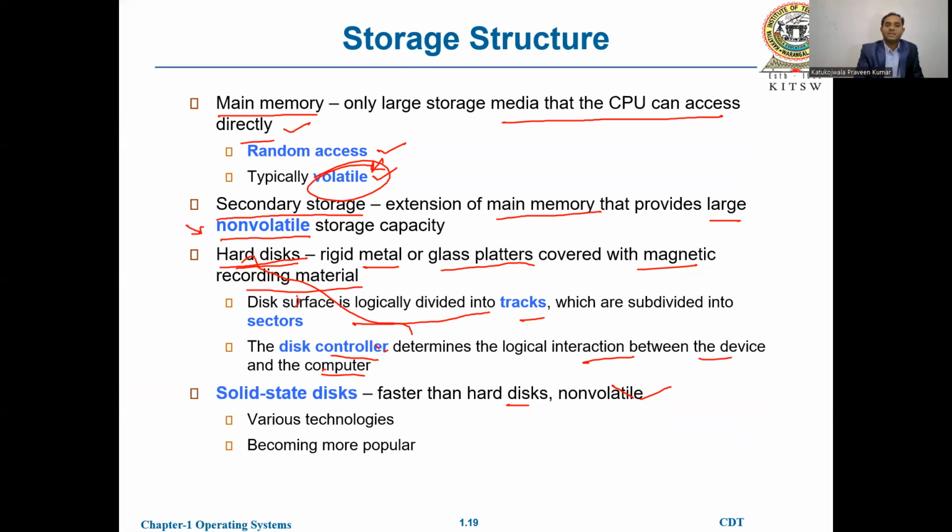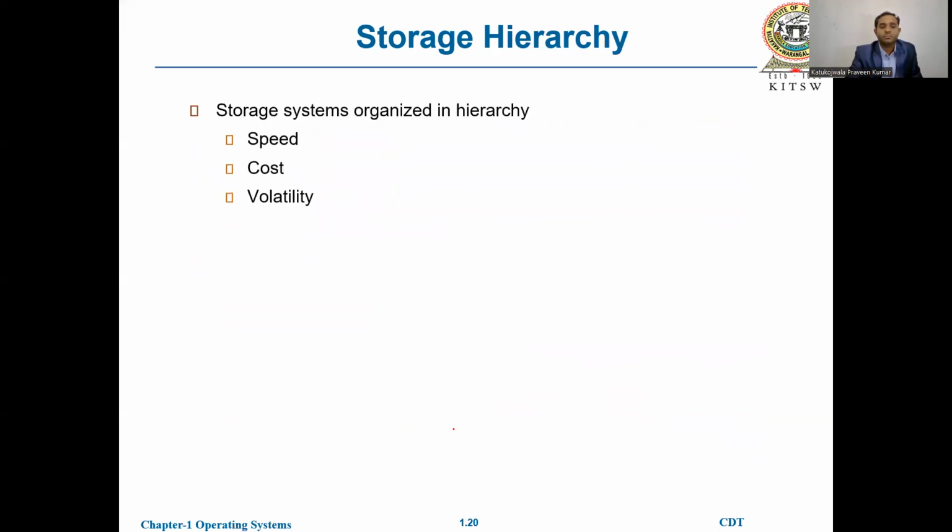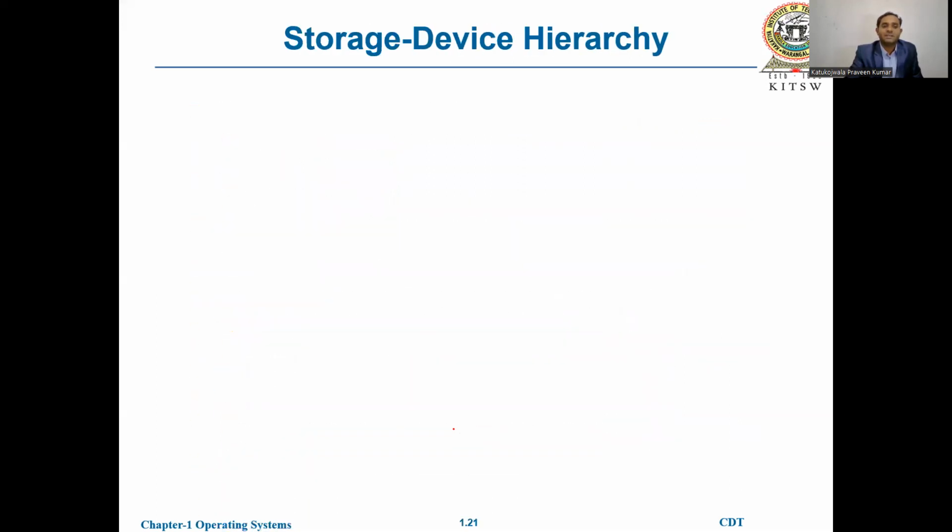Right. Solid state disk is faster than the hard disk. It is faster than the hard disk, and it is also non-volatile like your hard disk, and it has various technologies, and it is becoming more popular. The general examples are your pen drives. Storage hierarchy.